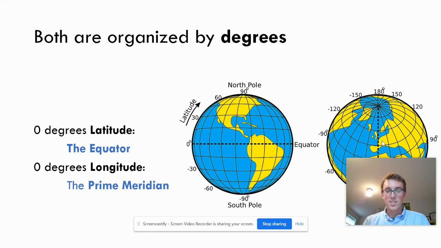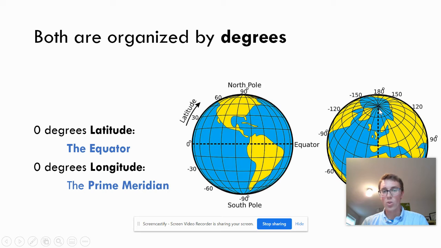So as you can see, the latitudinal lines go across, right? So you have 0, and just like on a graph, if you move down, you're moving into negative latitude, and if you go north, you're going into positive latitude. So, for example, 30 degrees latitude up here is the same distance as negative 30 degrees latitude from the equator.